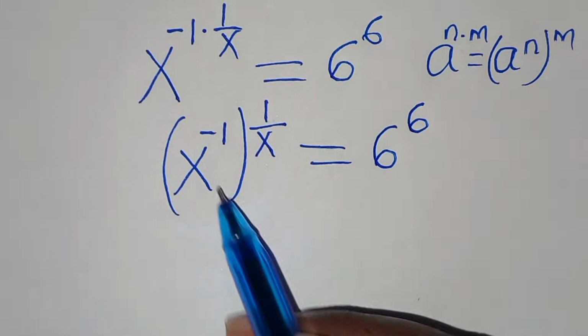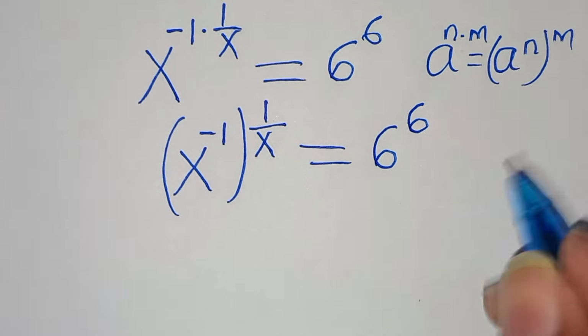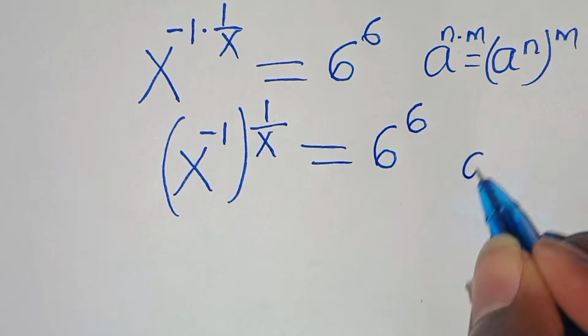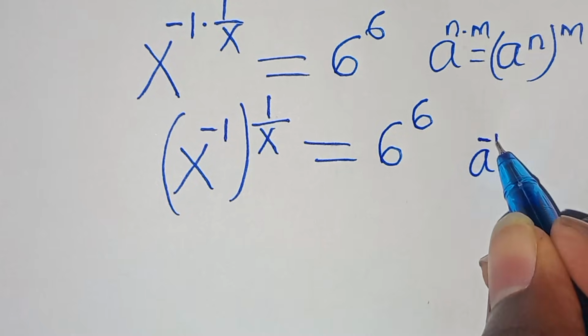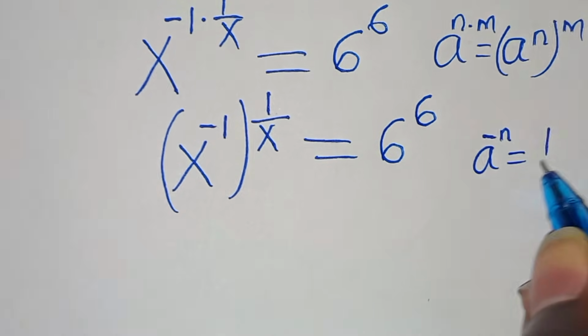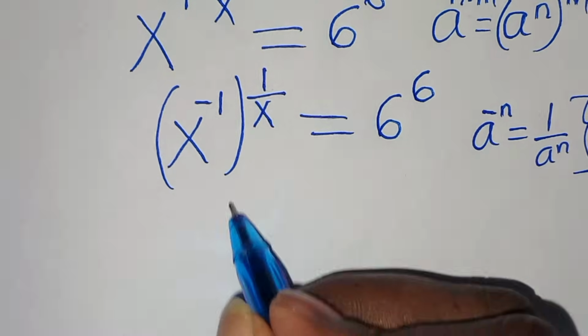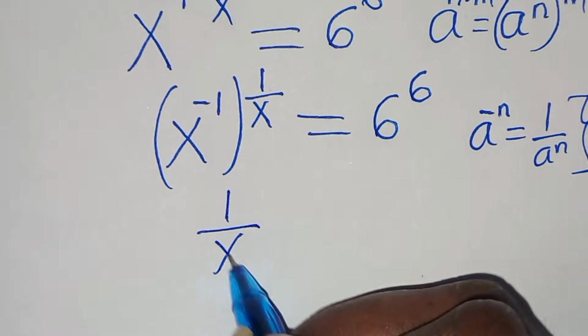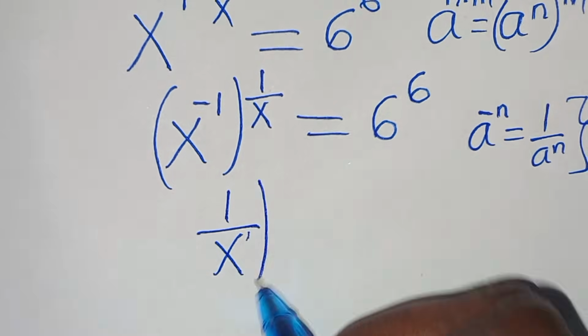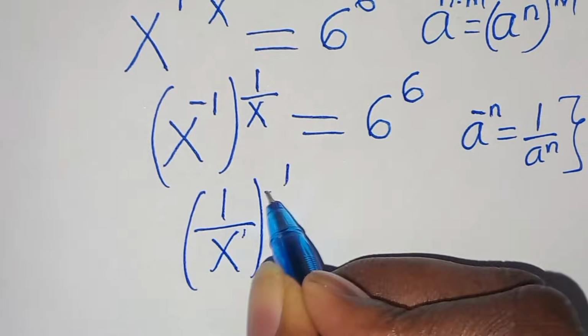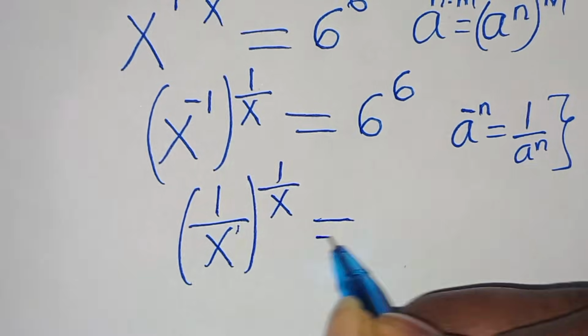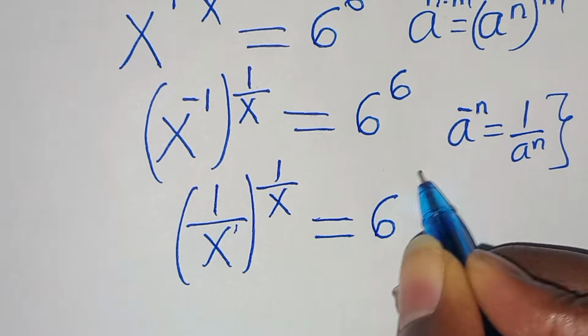Now the next step is that x to the power of minus 1, this is in the form of a to the power of minus n, which we can express as 1 over a to the power of n. So this means here we have 1 over x, x is raised to the power of 1. So this is raised to the power of 1 over x. Then this is equal to 6 to the power of 6.